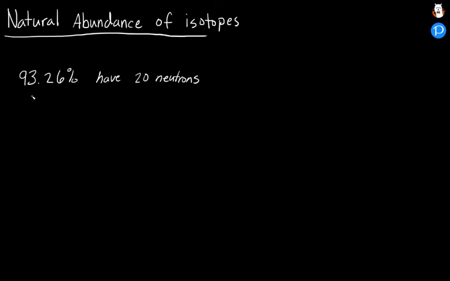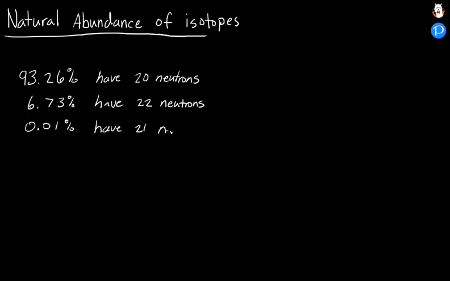I would see that about 6.73% of those potassium atoms have 22 neutrons. And then I would see that 0.01%, so a very small percentage of those potassium atoms, would have 21 neutrons, okay? Now, again, they're all potassium, okay?